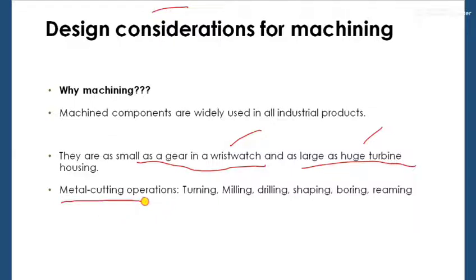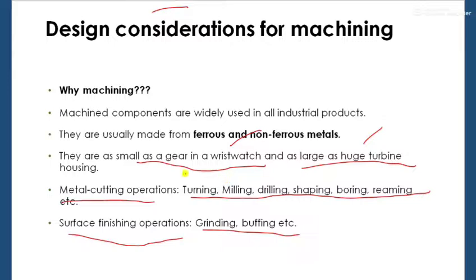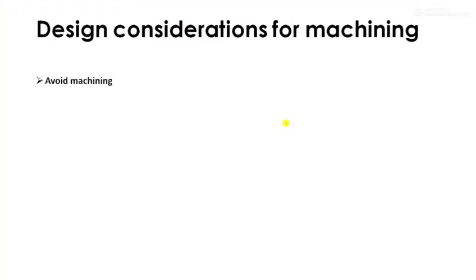Then metal cutting operations like turning, milling, drilling, shaping, boring, reaming, right, come under machining, that is a metal cutting operation. And there are surface finishing operations which also come under machining, that is grinding and buffing. So that is why these machining processes are very important, and you have to understand the design considerations for machining also. Now basically these machined components are made from ferrous and non-ferrous materials, right? The first design consideration is avoid machining.